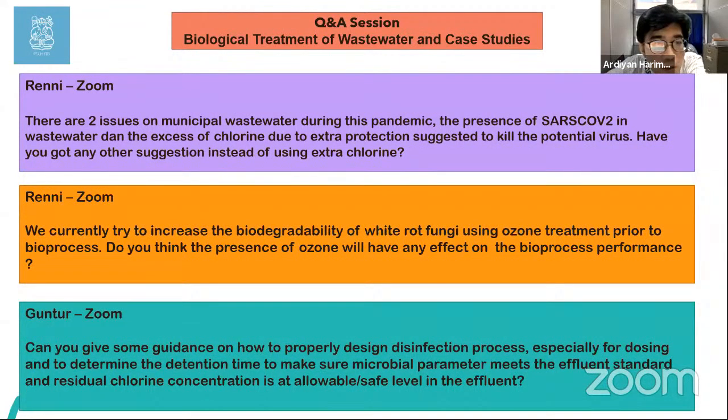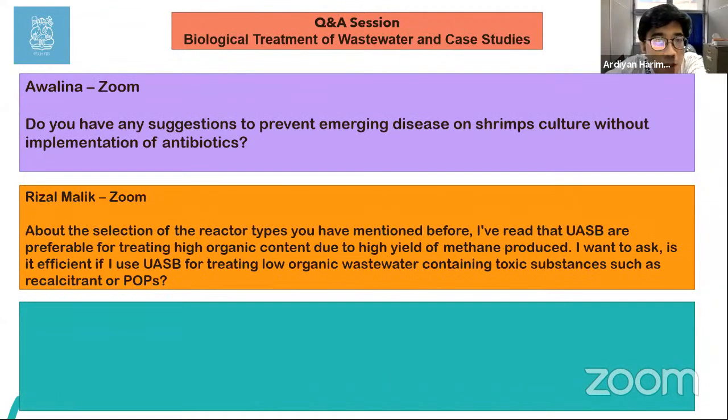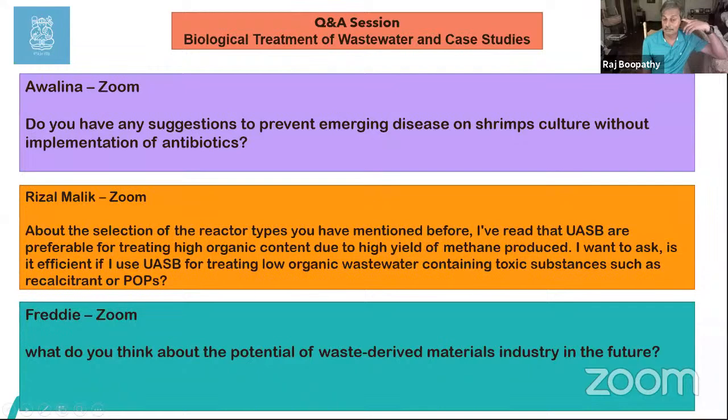Do we have the next question? Okay, this one is from the participant, Awalina. Do you have any suggestion to prevent emerging disease in shrimp culture without the use of antibiotics? In the US, if it is a bacterial disease, we use bacteriophage therapy. Vibrio is one of the bacteria that cause disease in shrimp, so we introduce Vibrio-specific viruses to control Vibrio.